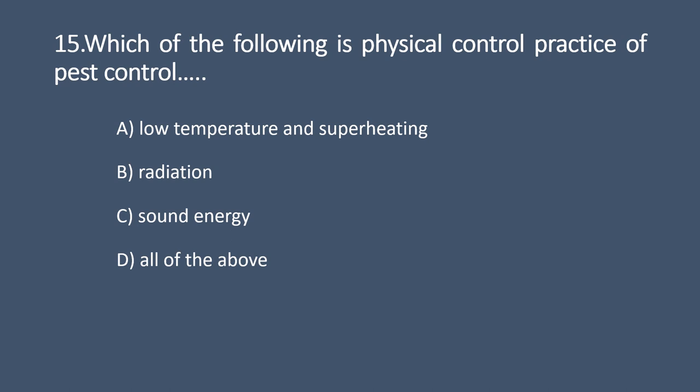Next MCQ, which of the following is a physical control practice of pest control? Options are low temperature and superheating, radiation, sound energy, all of the above. Here the correct option is all of the above. In physical control, we use low temperature because certain developmental stages of insect pests are not active at a low temperature. Means in a cooling environment, certain developmental stages of insect pests are not active. Then superheating, at high temperature also certain insect pests or certain developmental stages of insect pests do not survive. Then we can use radiations, we can use sound energy to control the insect pest. Okay, so here the correct option is all of the above.